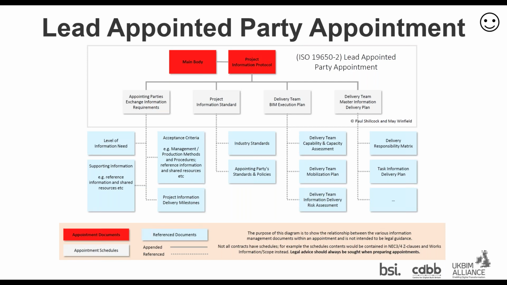Then you'd have a number of schedules included in that appointment, such as the exchange information requirements that we talked about earlier. And that will cover things like level of information needs, supporting information acceptance criteria, delivery milestones, etc. We talked about the project information standard, so what standards is the project following? Obviously, prior to appointment, there would have already been a BIM execution plan response from the lead appointed party and their supply chain, or potential supply chain, leading into that. So that would then be confirmed in that appointment, as well as the delivery team's master information delivery plan. So that's how the appointment should be set out.